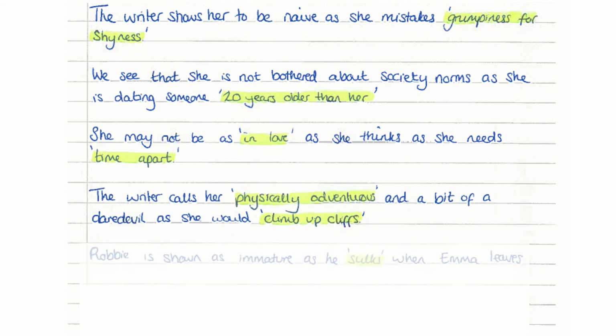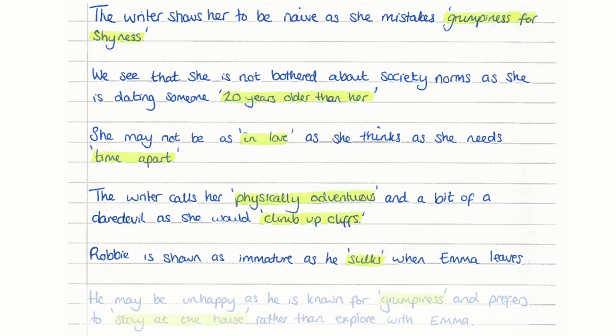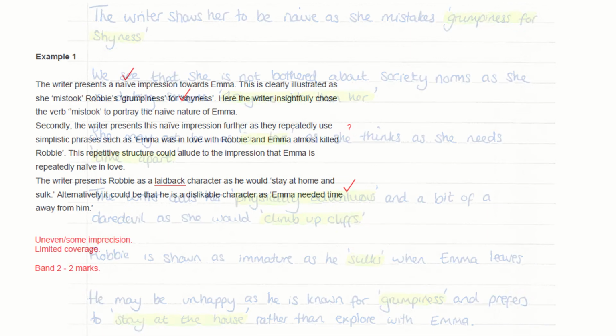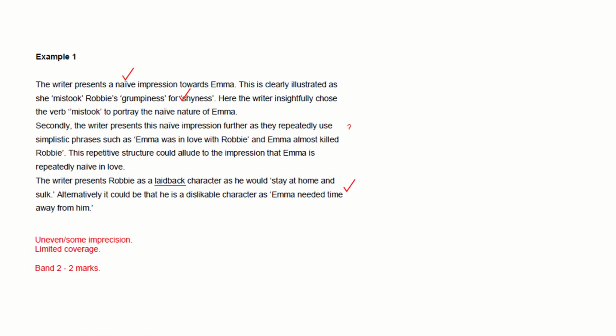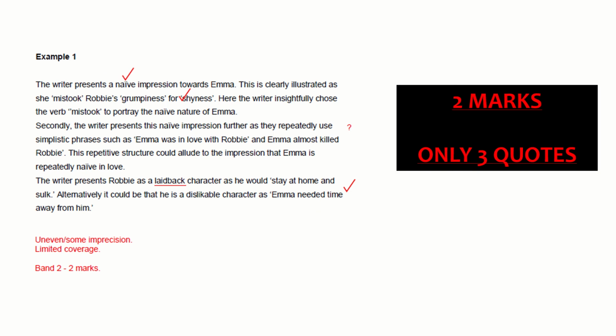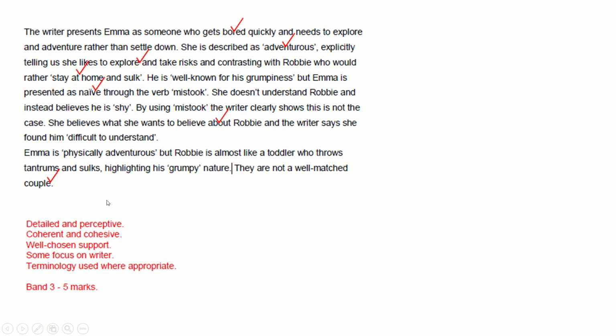That's 2 quotes. And then for him I've put he's immature, as it says he sulks when Emma leaves. And I've put he may be unhappy as he's known for grumpiness and he wants to stay at the house instead of spending time with her. I've shown you these ones because these are real examples. This one got 2 out of 5, and the reason it only got 2 out of 5 is there's only 2 quotes. This is a real exam, a real student only got 2 marks. Make sure you're doing it.